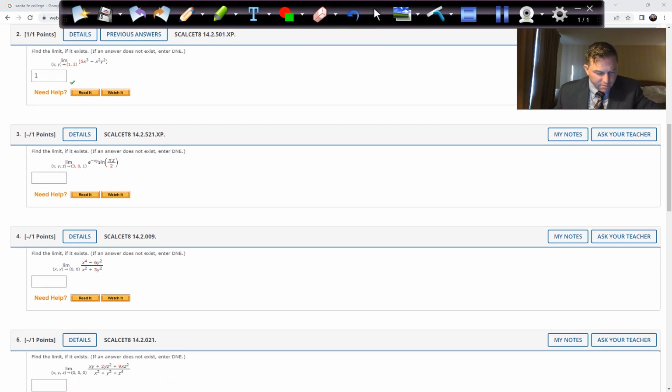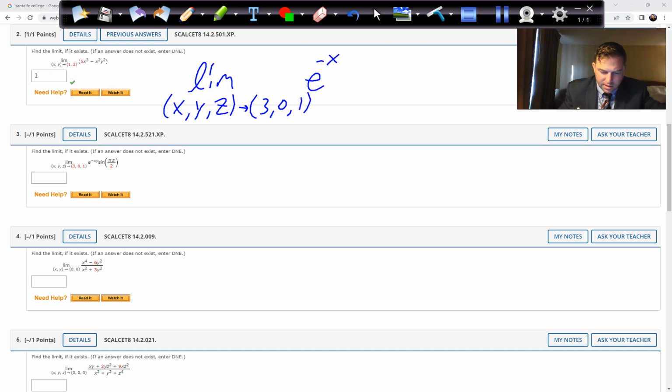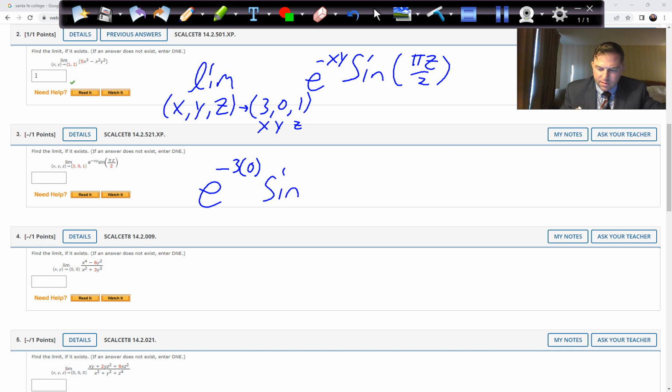Problem 3, find the limit if it exists. If it doesn't exist, write DNE, does not exist. So we have the limit, triple variable xyz approaching the point 3, 0, 1 of the function e to the negative xy sine of pi z over 2. Okay, so we're going to replace x with 3, y with 0, z with 1. So we're going to get e to the negative 3 times y, which is 0, times sine of pi times z, which is 1, all over 2.